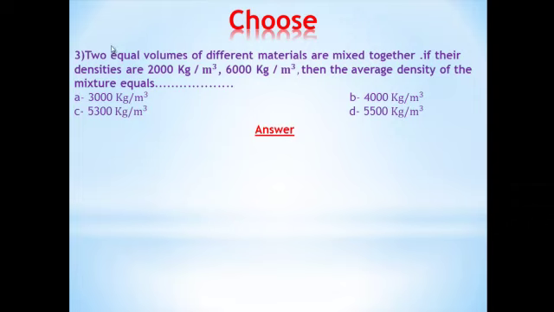Number 3, 2 equal volumes of different materials are mixed together. If their densities are 2000 kilogram per cubic meter and 6000 kilogram per cubic meter, then the average density of the mixture equals: 3000 kilogram per cubic meter, 4000 kilogram per cubic meter, 5300 kilogram per cubic meter, and 5500 kilogram per cubic meter.